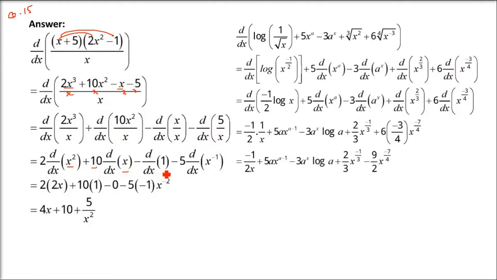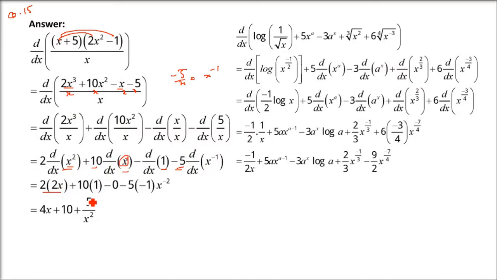Minus x by x, this is 1. Constant, 1 is a constant. And here of course we have a constant, 5 by x. So x goes up, x raised minus 1. So you have minus 5 d by dx of x raised minus 1. Okay, x square is 2x.